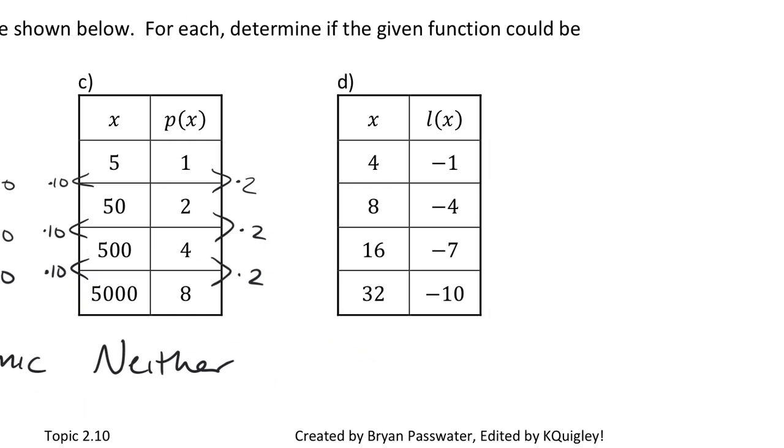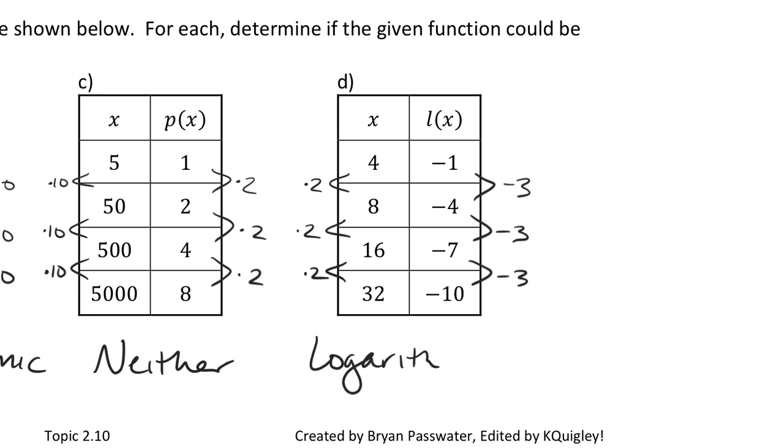How about this last one? What's happening on the input values? Multiplying by 2. And what's happening on the output values? Subtracting 3. So if we have a proportional change on the inputs and a constant change on the outputs, that is logarithmic. If I were to ask you to give a reason for why you decided this table was one of these things, you would need to be able to communicate to me that the input values are changing in a certain way and the output values are changing in a certain way, just like we've done previously.